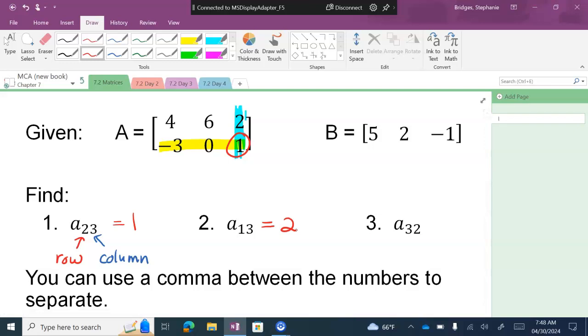And then the third one is looking for what element is in matrix A, row 3, column 2. What's the problem with that? There's no row 3. So can I find an element in a row that doesn't exist? So you can put none, you can put not possible. I'm just going to put NP for not possible. There is no row 3, so therefore I cannot find an element in a row that does not exist.